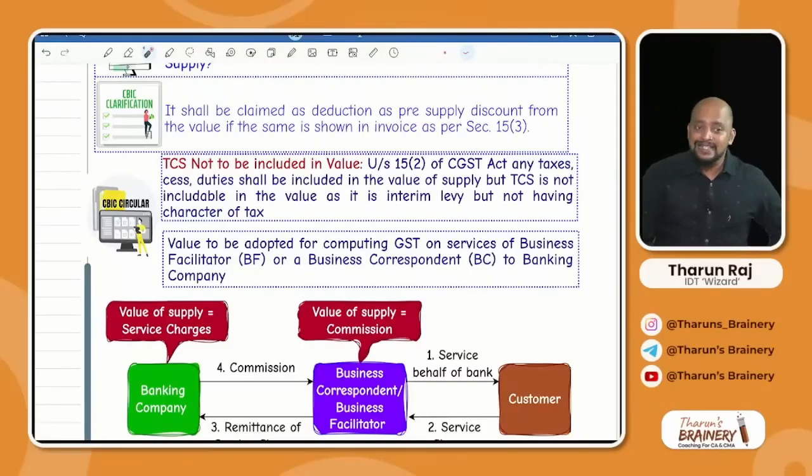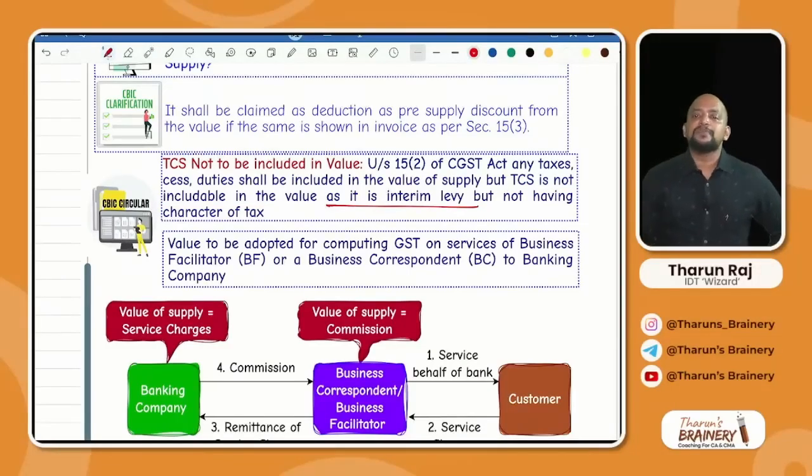No. Because first of all, is this TCS your income or your expenditure when you are buying a car? When you are buying a car, it is your expenditure, but income tax is a tax on income. Due to that reason, this TCS is an interim levy, not having the character of tax, so it should not be included in the value as per CBIC circular. See there, TCS not to be included in value. Under section 15 subsection 2 of CGST Act, any taxes, duties shall be included in value, but TCS is not includable in the value. Why is TCS not includable in the value? As it is an interim levy.